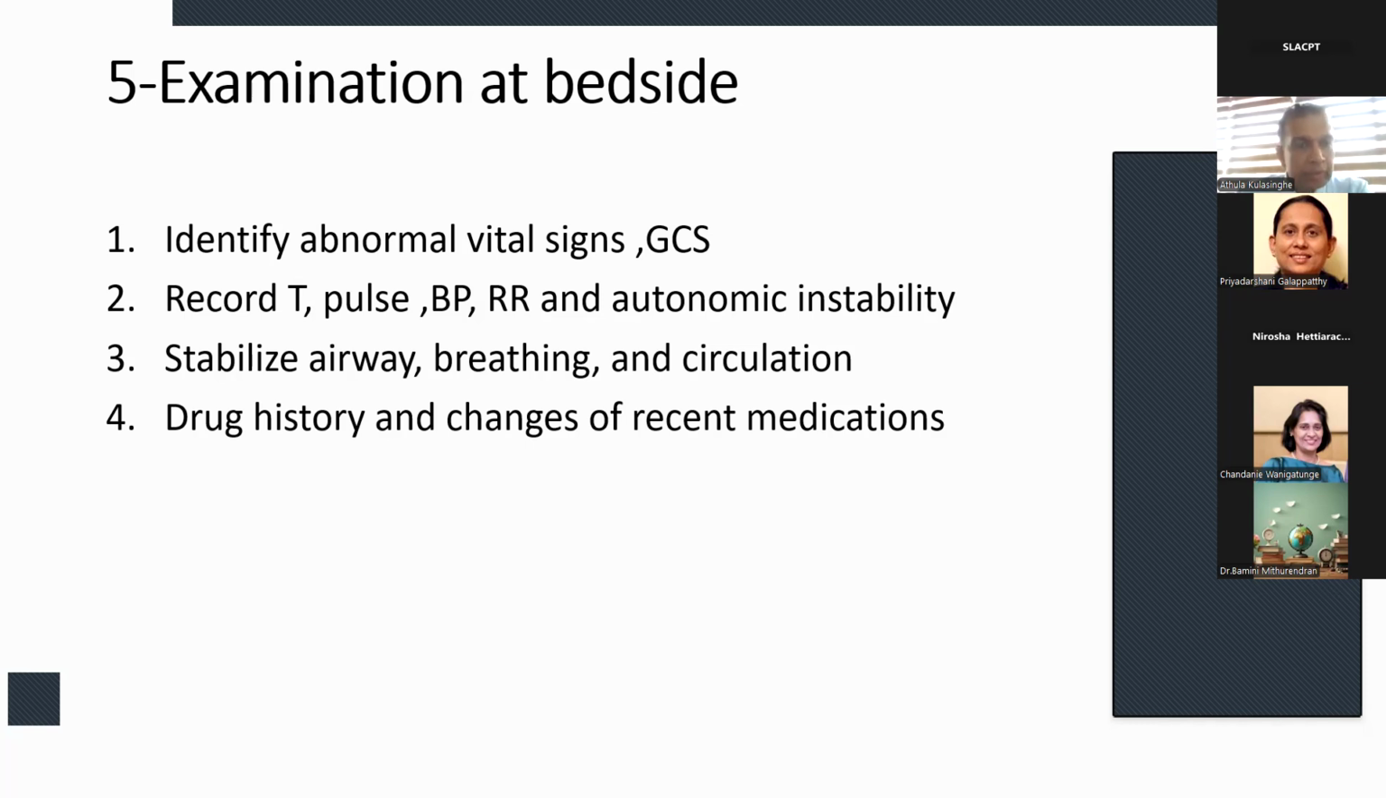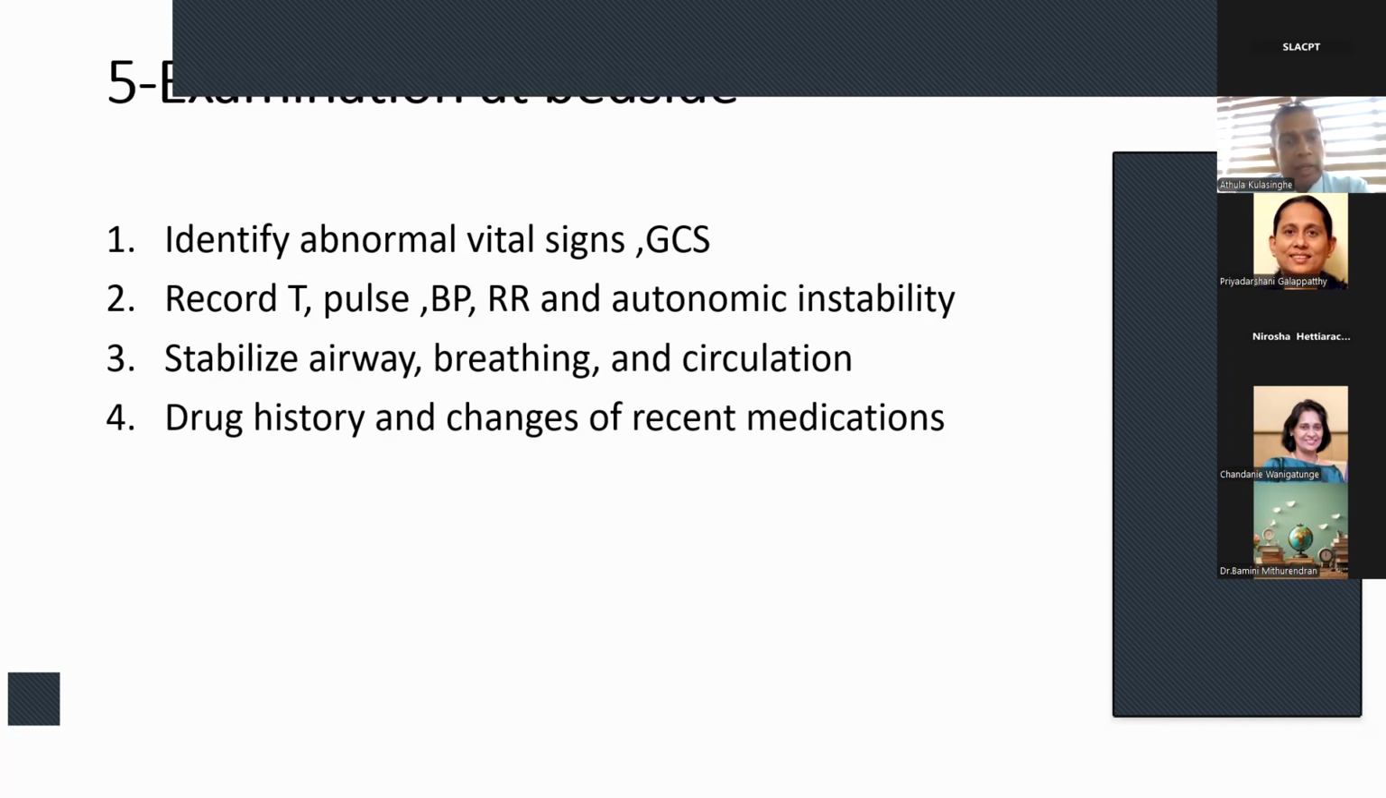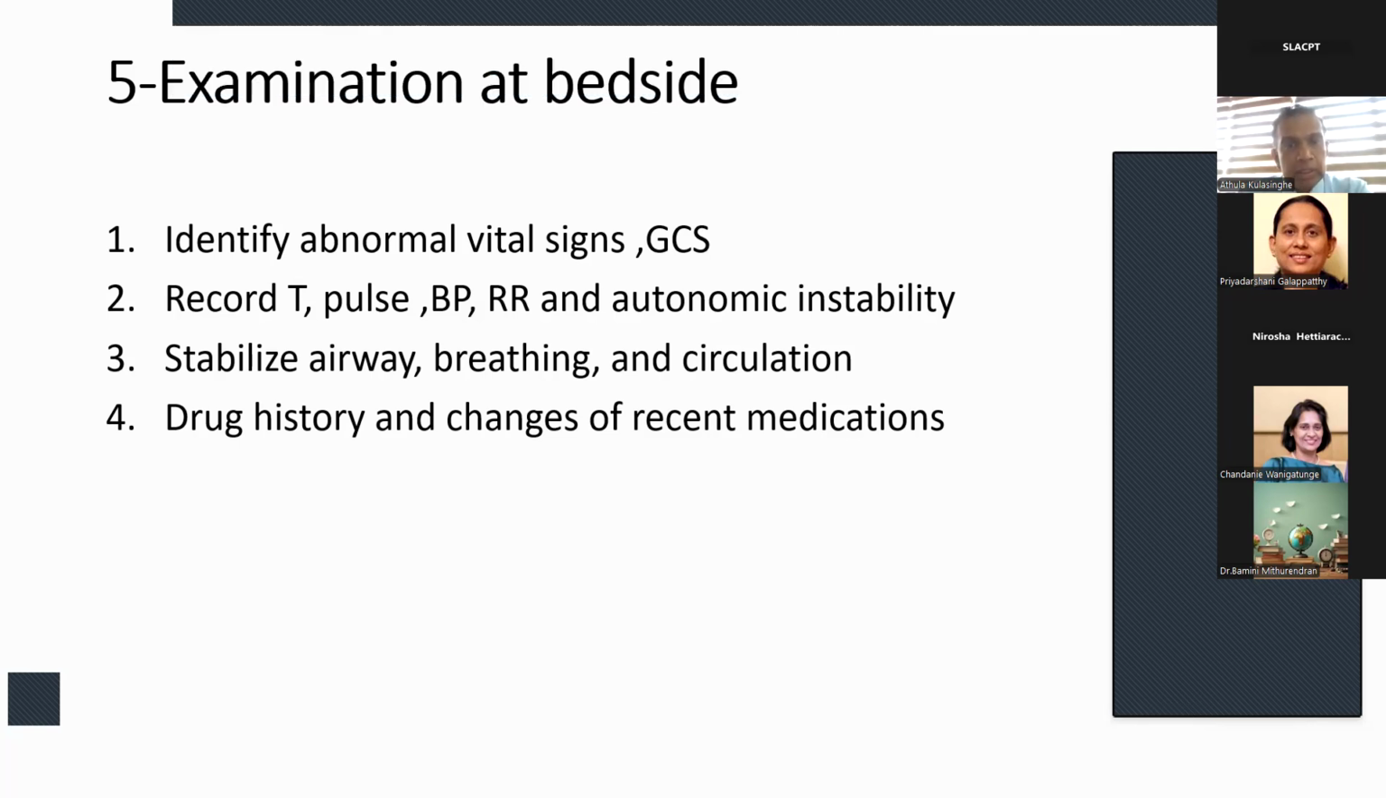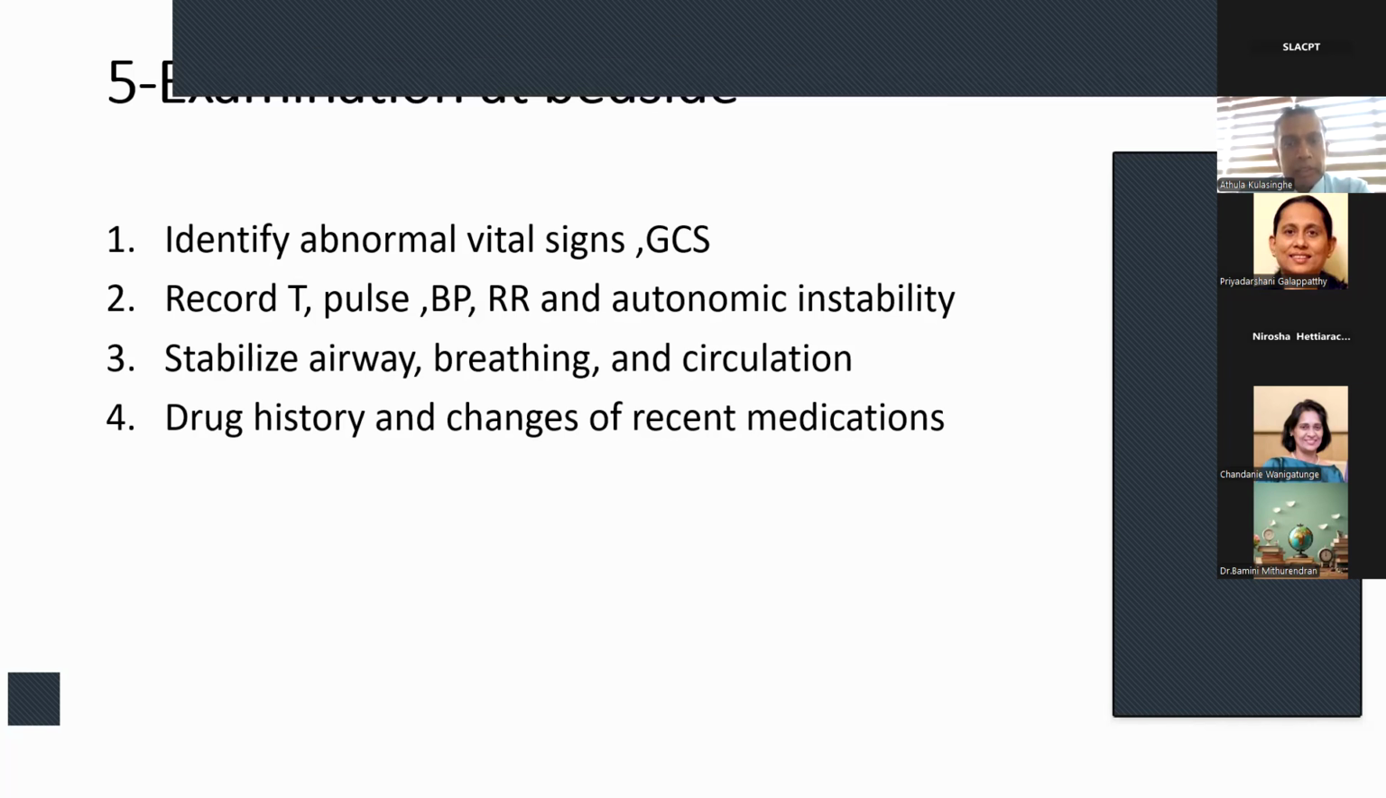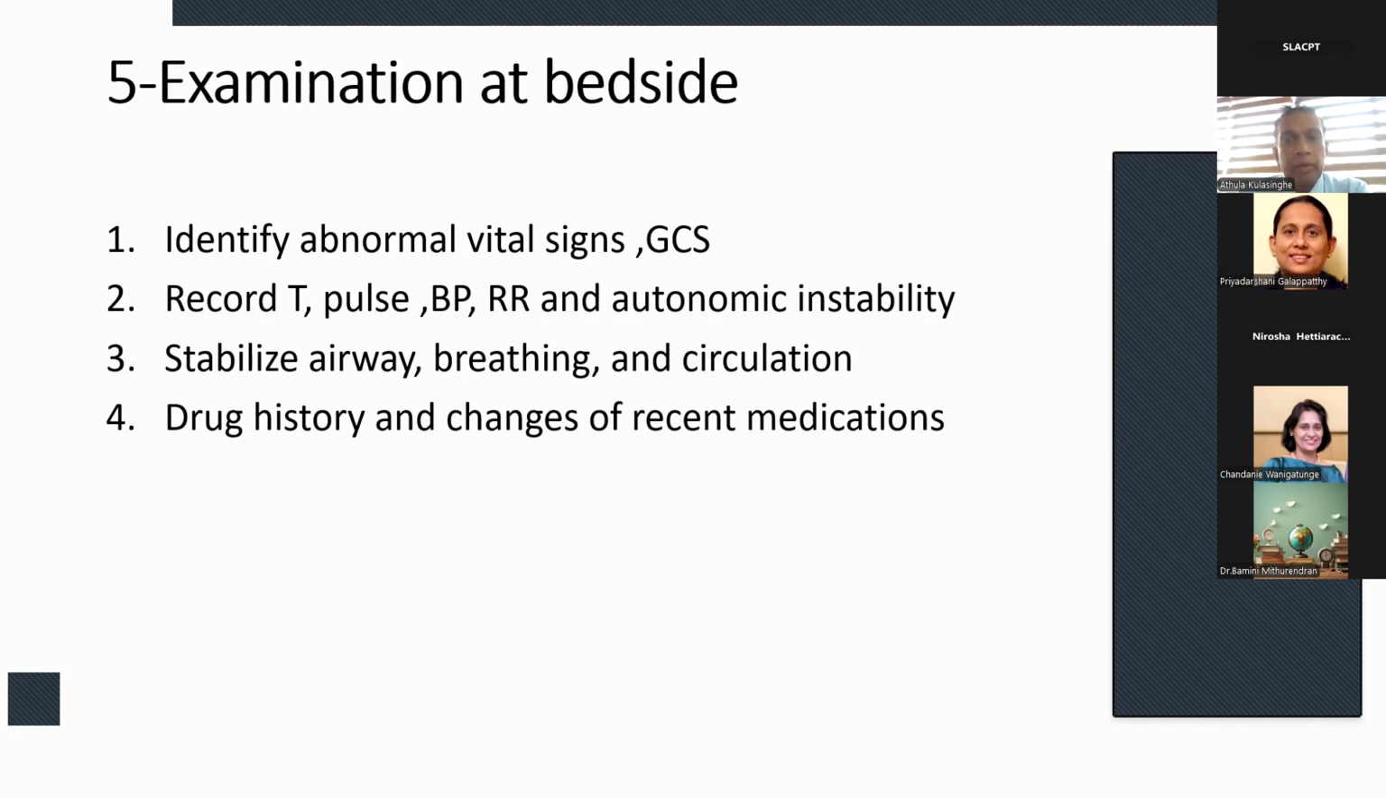In addition to that, document temperature, pulse, mentioning the time, blood pressure, respiratory rate, and autonomic instability. Autonomic instability is one of the important physical signs we have to detect, because it can cause cardiac arrhythmia and sudden cardiac death in a patient with suspected poisoning. So we have to detect and document it, and stabilize the airway, breathing and circulation. Those are the basic things we do in our teaching sessions.